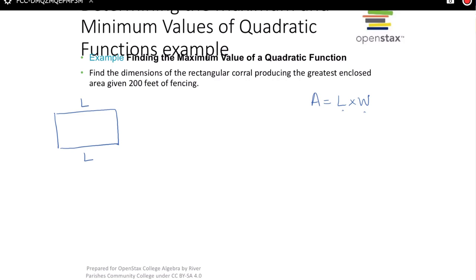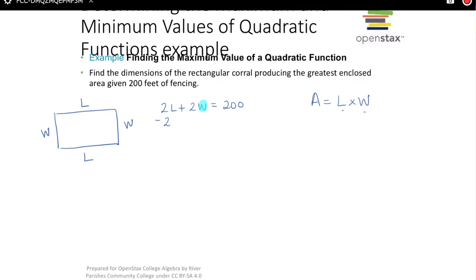So let's see what else we know. We know that if we had to label this rectangle, the longest side, those are the lengths, and then the widths. And then if we added them all together, that's the perimeter. So L plus L would be 2L, plus W would be 2W. So 2L plus 2W equals the perimeter, which would be 200 feet of fencing. So again, we need to get this in terms of only one variable, either L or W. So what I'm going to do is I'm going to solve for W, and that way I can write the area function in terms of just L.